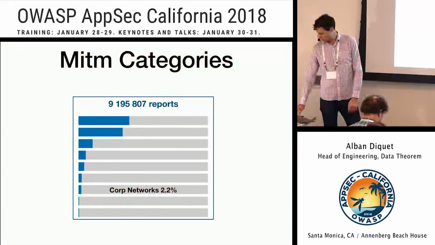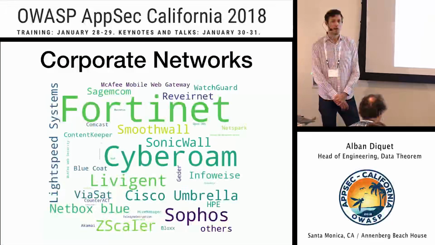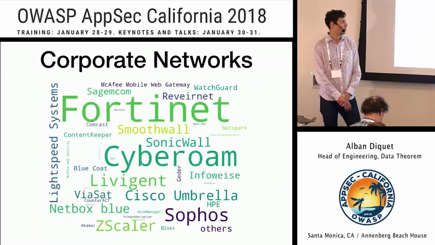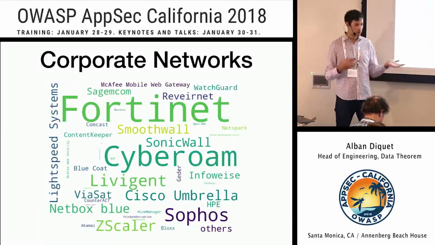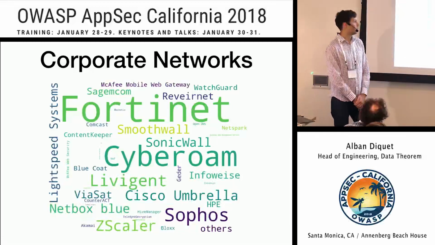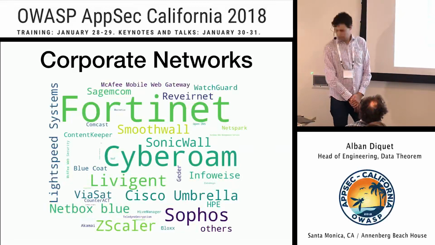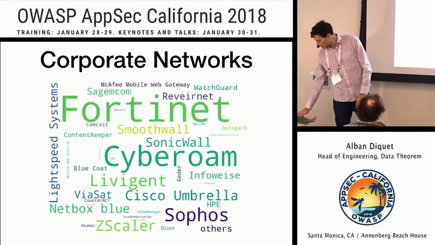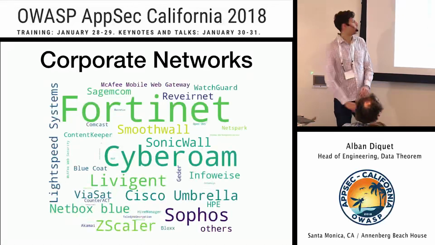surprising either. It's basically your employer who has set up traffic interception to try to manage all the data coming in and out. And so we can see all the brands, all the different appliances that are used. And that's 2% of all the reports we've had.